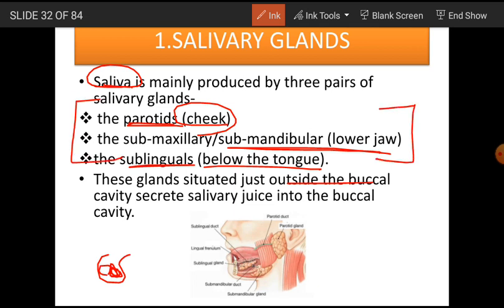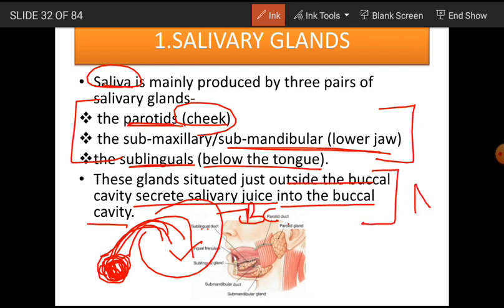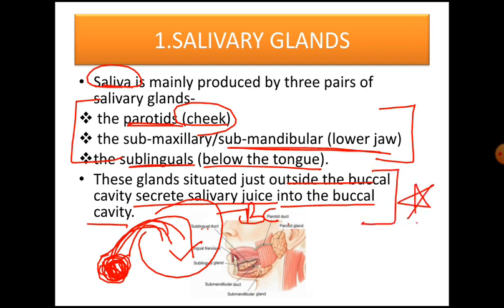They are present outside the buccal cavity. This is the buccal cavity, and this is outside the buccal cavity. From the gland, there is a tubular connection, a tube which extends till the buccal cavity. So the secretions are poured into the buccal cavity. That is a very, very important point. These glands are situated just outside the buccal cavity and they secrete the salivary juice into the buccal cavity. Now let us come back to the diagram.